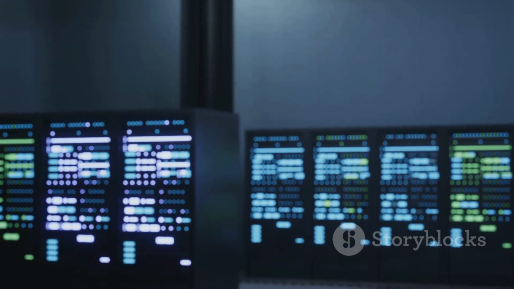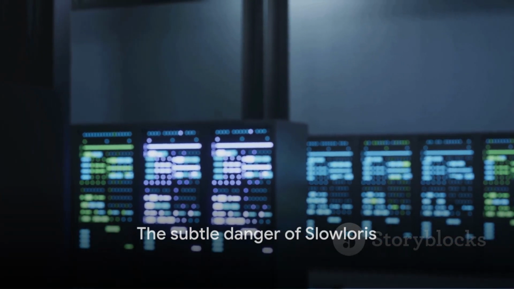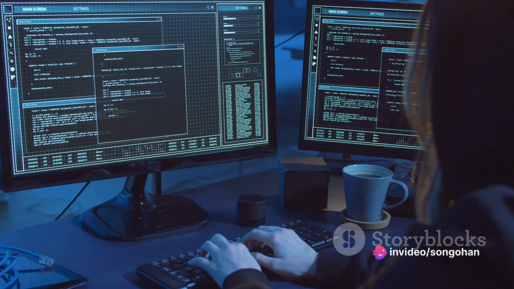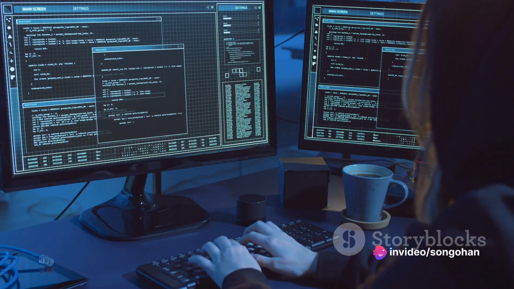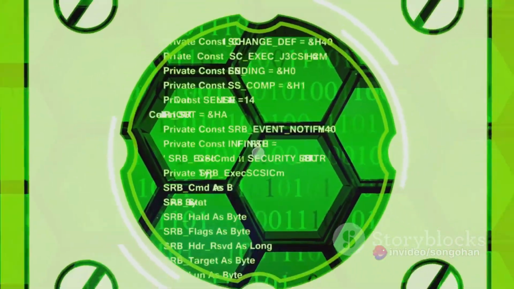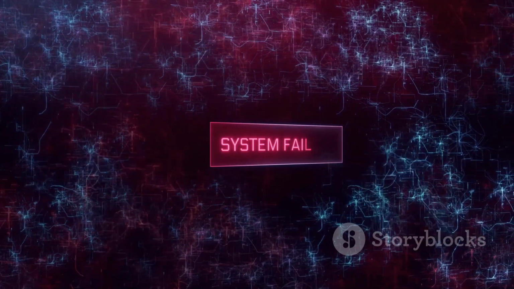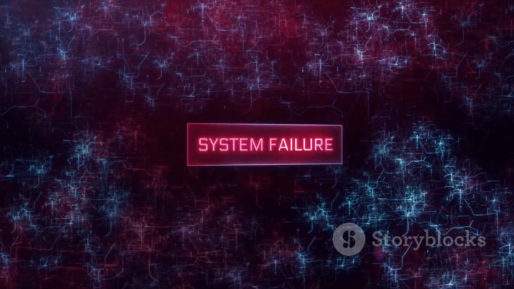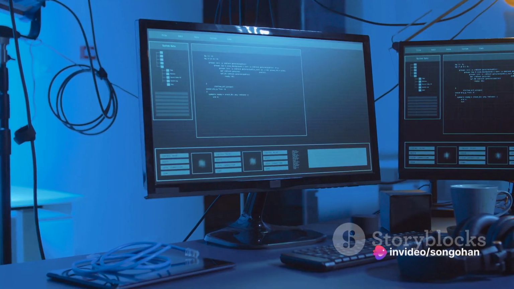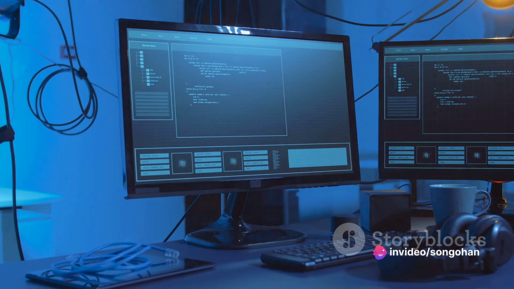The beauty of Slowloris lies in its subtlety. It doesn't need to flood the server with traffic, making it harder to detect. It's a different beast from LOIC and HOIC, but one that's equally dangerous. Remember, it's not always about the loudest bang. Sometimes it's about the softest whisper that can bring a system to its knees. Slowloris might move at a different pace, but it's equally capable of causing havoc.